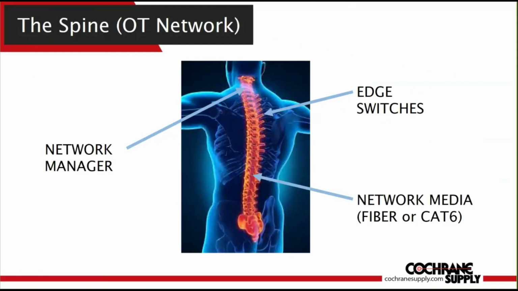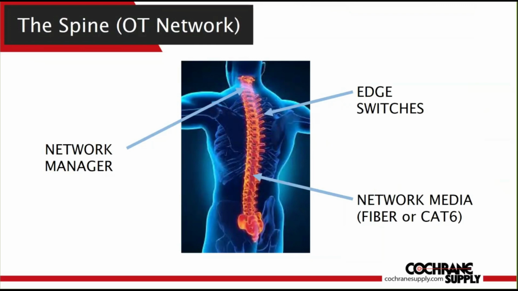So the spine is our actual OT network, right? That OT network solution that I talked about. So when you look at the OT network, there's 3 main components. You've got your network manager, or what I like to call your network front end, right? This is where all the hardware and all the software resides that actually manages the entire IP network, right? Which is the spine. Then you have your edge switches, and we'll show you where that falls in the topology when we get a chance.